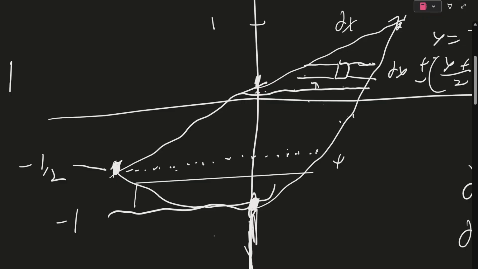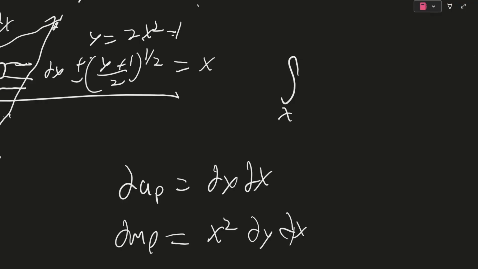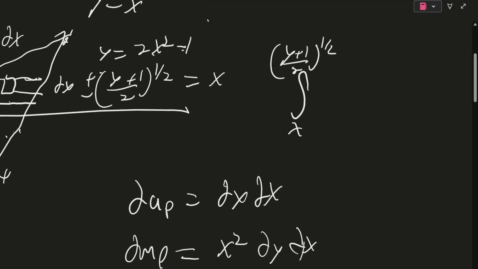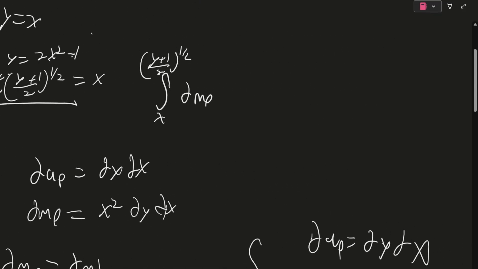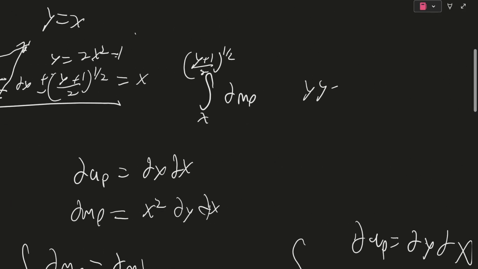Okay. In order to form this horizontal strip up here, we're going to have to integrate from our left function to our right function, which is from x to our quadratic function, which is the square root of y plus 1/2, and that is dy, and that is our dm point. And that is for whenever y is going to be greater than -1/2.